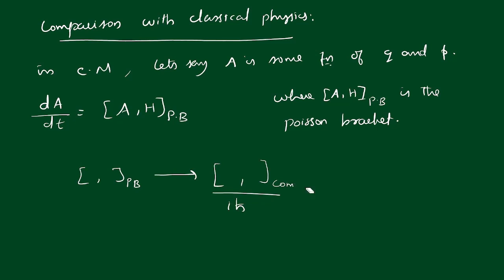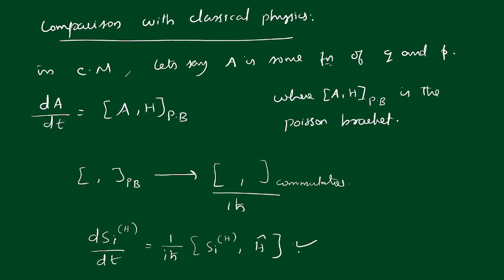We have a Poisson bracket and a commutator. That is the classical analogy for operators like the Hamiltonian, momentum and position. That is working. But this is the general classical analogy for operators. Take for example spin operators: they satisfy the Heisenberg equation of time evolution, for example spin, is equal to 1 by i h cross times the commutator. This is fine, but this has no classical analog.